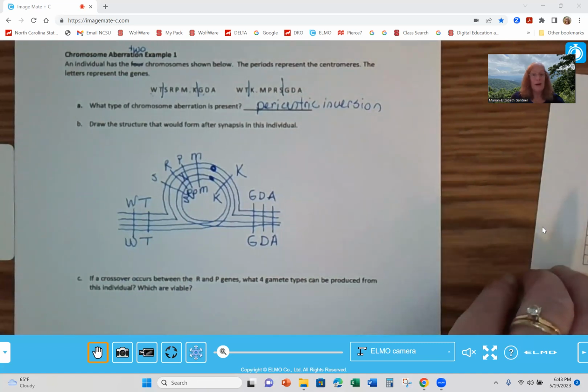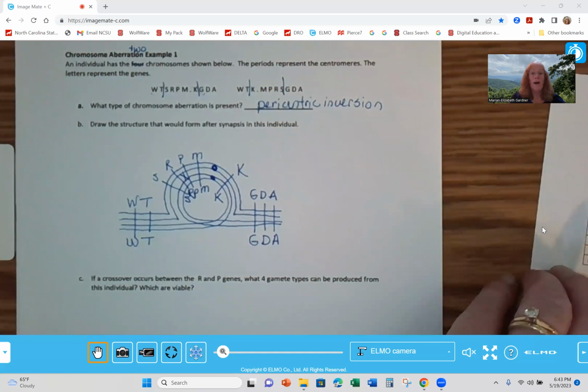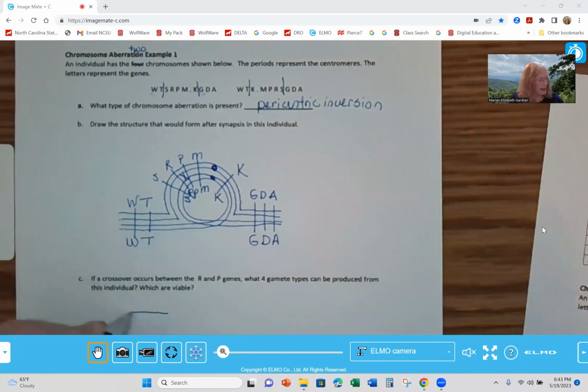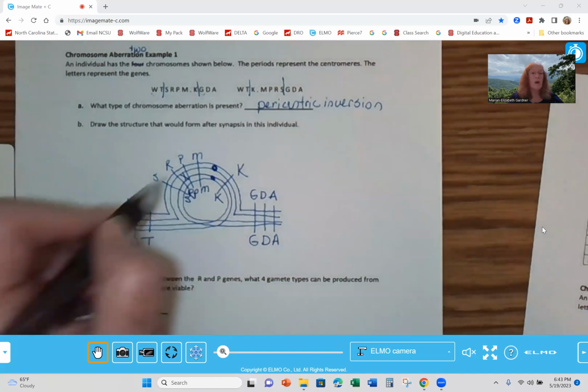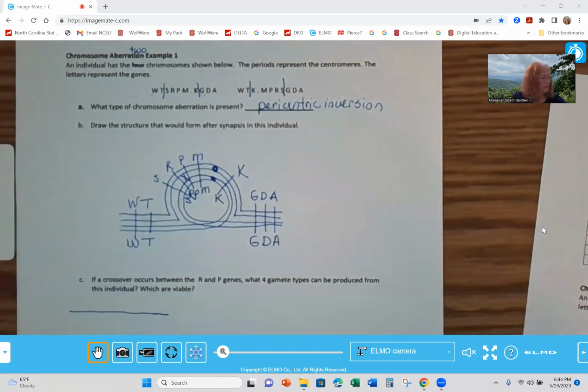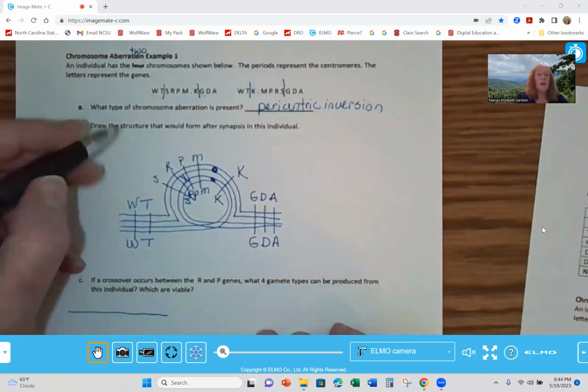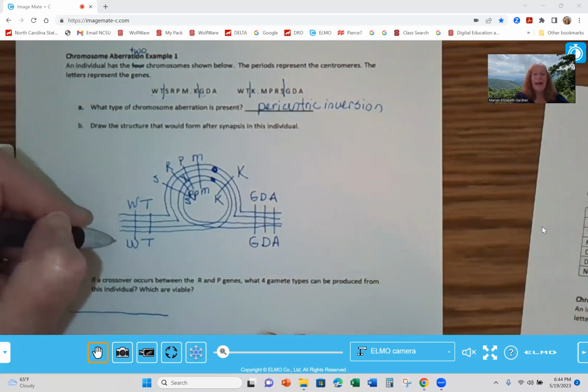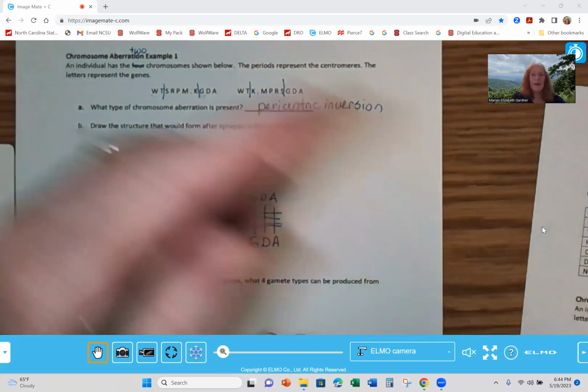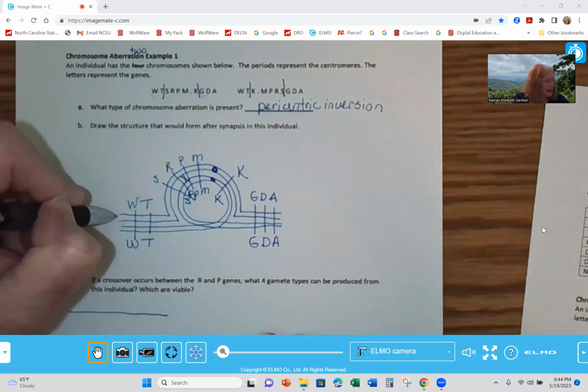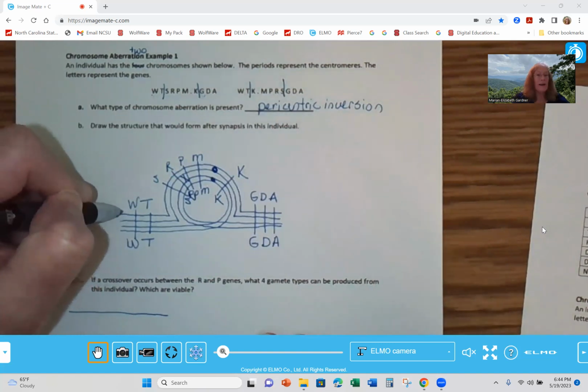And then the last part wants us to tell what are the 4 gamete types that can be made from this individual, and also classify those as viable or not viable. So at the end of the day, I'm going to have 4 lines. Each will be tracing one of those 4 lines. And it doesn't matter what order you do them in. You can start at any end and then let it go and take it wherever it goes. So I like to start at the top on the left.